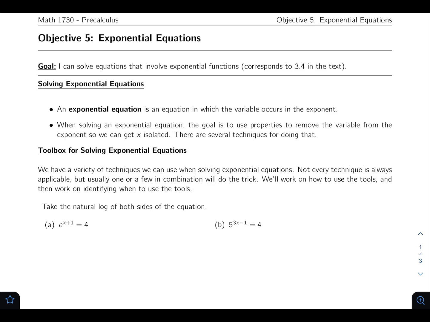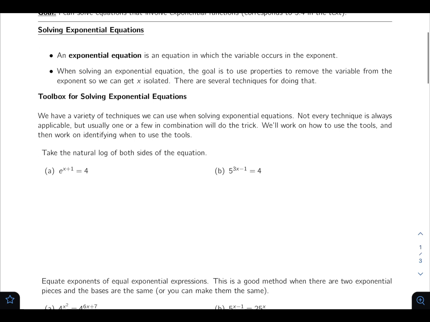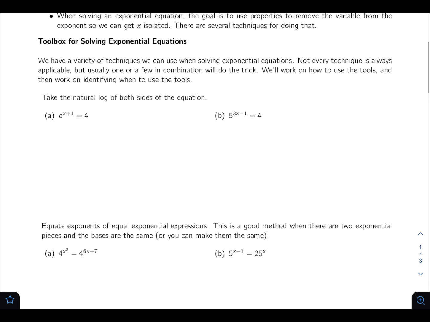In Objective 5, we'll learn how to solve exponential equations, which are equations that have variables in the exponent. When solving an exponential equation, the goal is to use some of the properties that we've studied so far in order to remove the variable from the exponent, which would make us be able to solve for that variable then. There are a couple different techniques to do that, and we'll talk about them one by one.